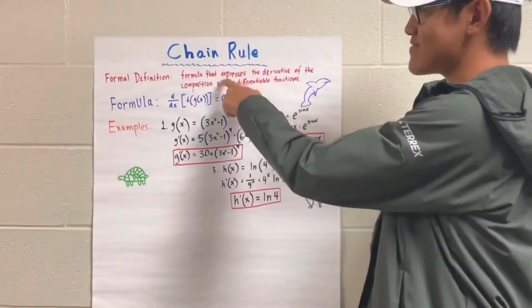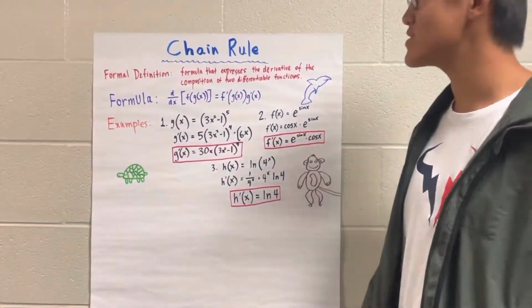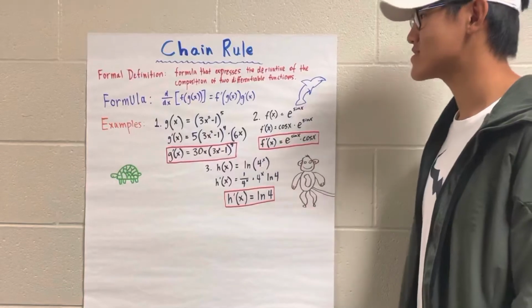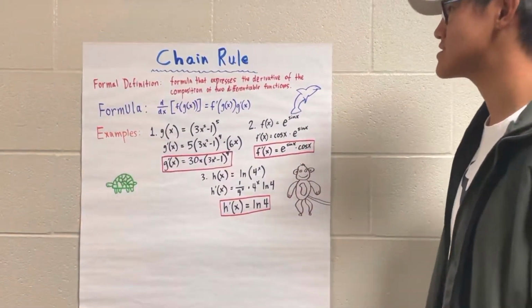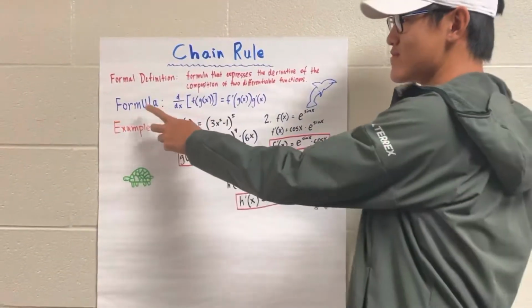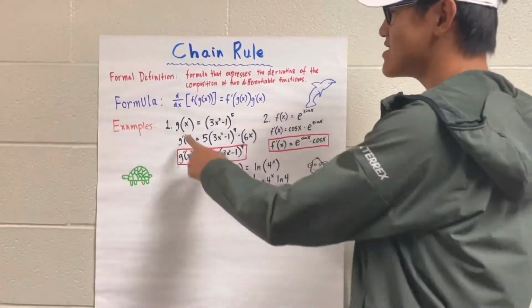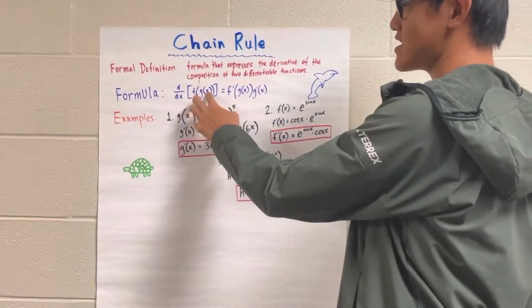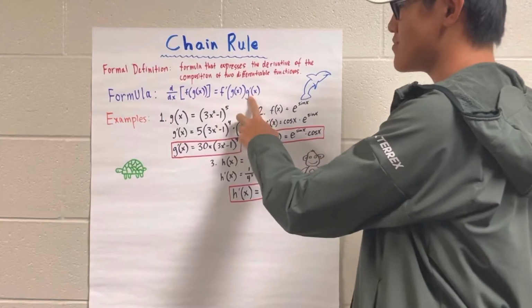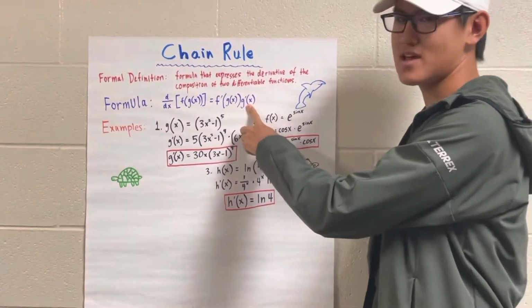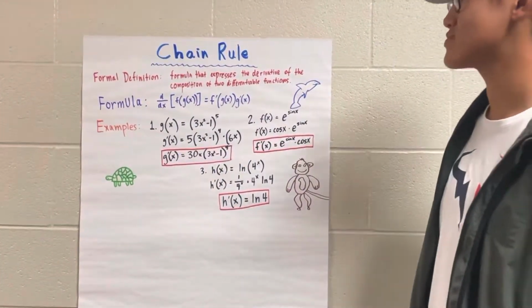So the formal definition of the chain rule is that it is a formula that expresses the derivative of a composition of two differentiable functions. So to start off with the formula, the derivative of a function inside of a function needs to be multiplied by the derivative of the inside function again to get the proper expression.